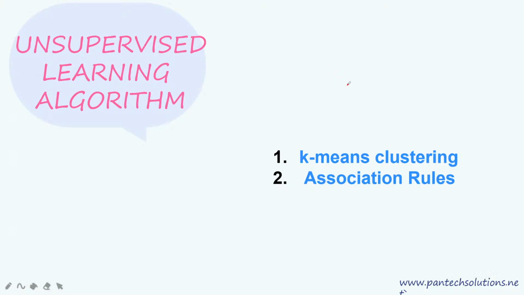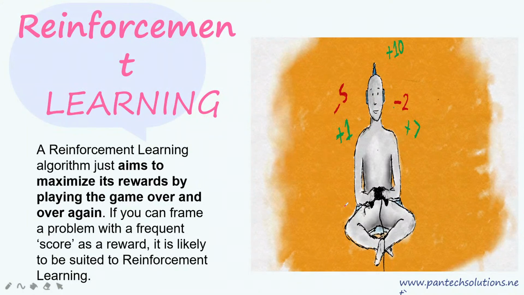I am moving to the next one. Next is, for unsupervised learning, what algorithms we can use. I already told you we have k-means clustering, association rules, and hierarchical clustering also. Now next one, reinforcement learning. I already discussed that it learns from experience.